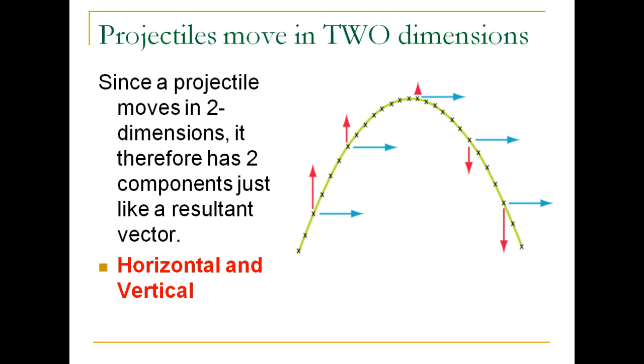If you look at the red arrow as the vertical, as it goes up, that red arrow gets shorter till it reaches the top, and then as it goes down, it gets bigger again. And if you notice, the horizontal component never changes, it stays the same throughout, and we'll talk about that.